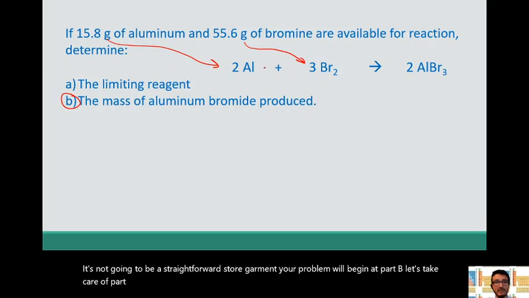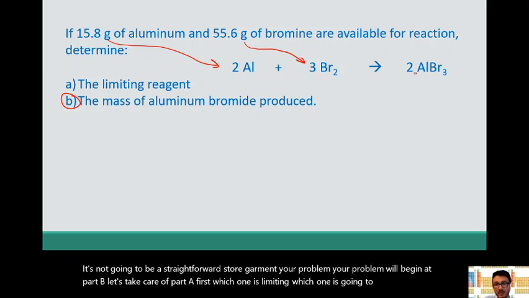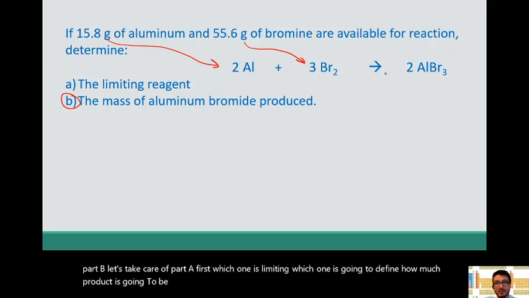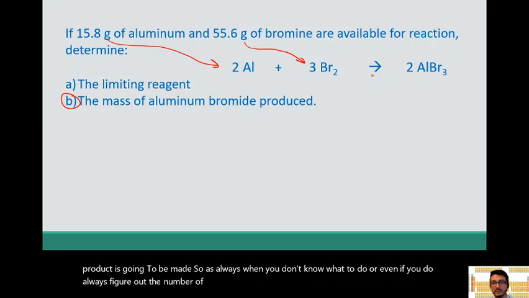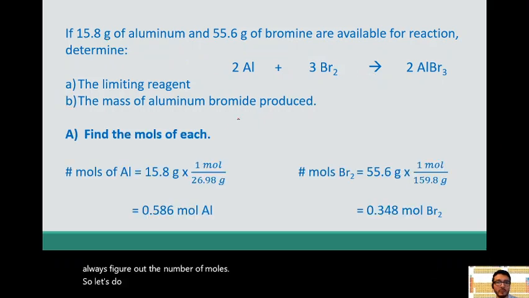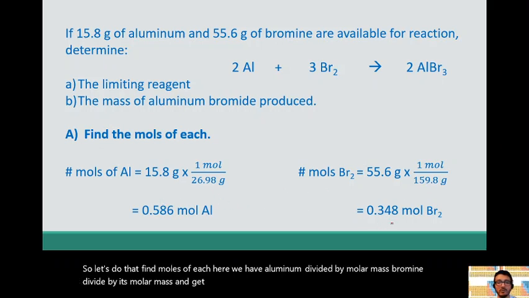Which one is limiting? Which one is going to define how much product is going to be made? So as always, when you don't know what to do, or even if you do, always figure out the number of moles. So let's do that. Find moles of each. Here we have aluminum divided by molar mass, bromine divided by its molar mass, and we get these values for moles of each.